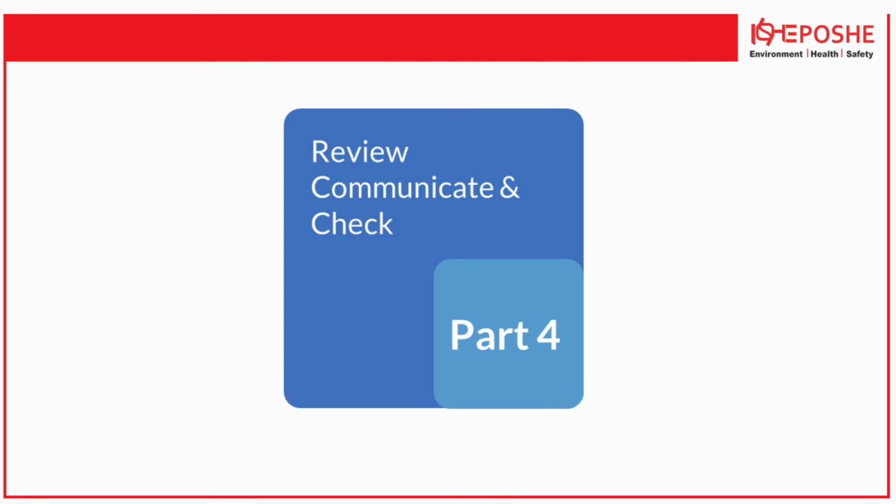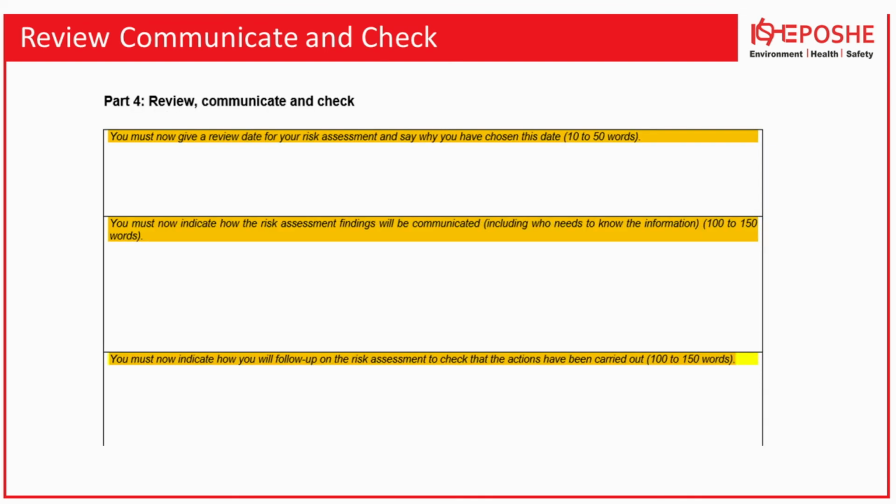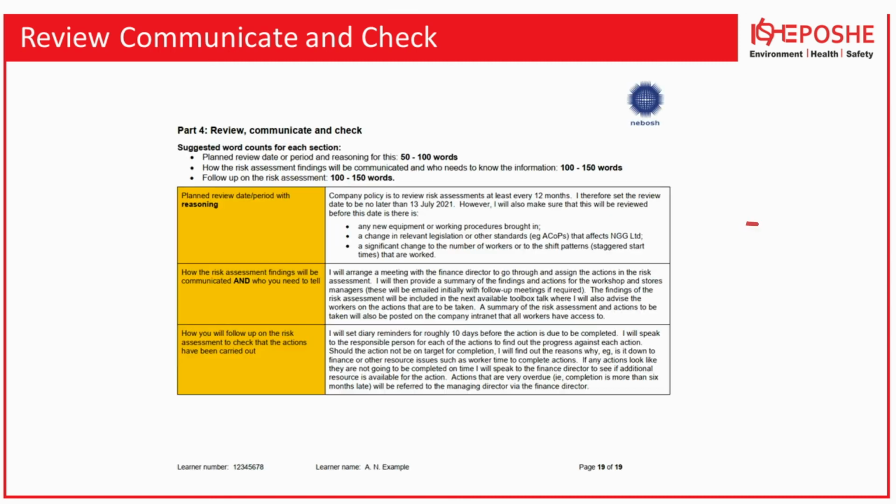Part 4. Review, communicate, and check. The word count for this section is 10 to 50 words. The first part of this section is to provide a review date for your risk assessment. Justify why you have chosen the date for review. The review date must be realistic. Do not write only month and year. You have to specifically mention the exact date when you intend to carry out the review of your risk assessment.